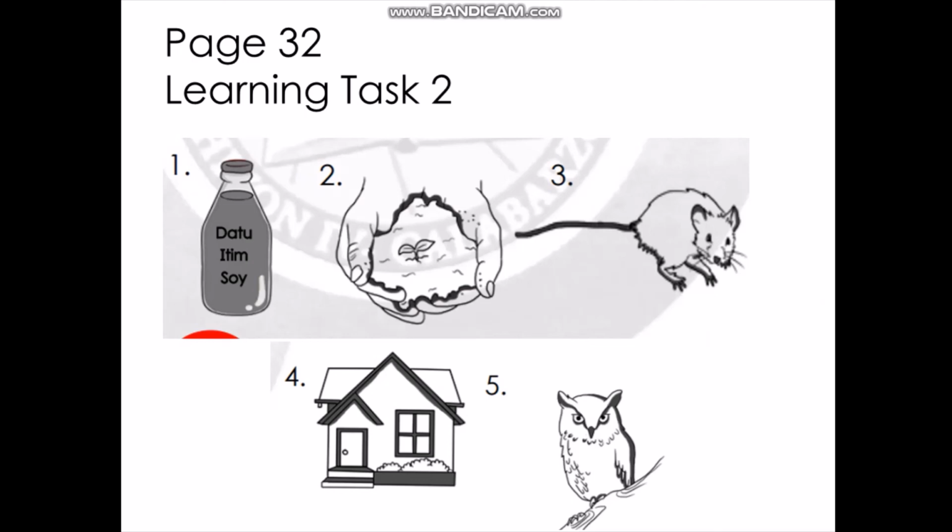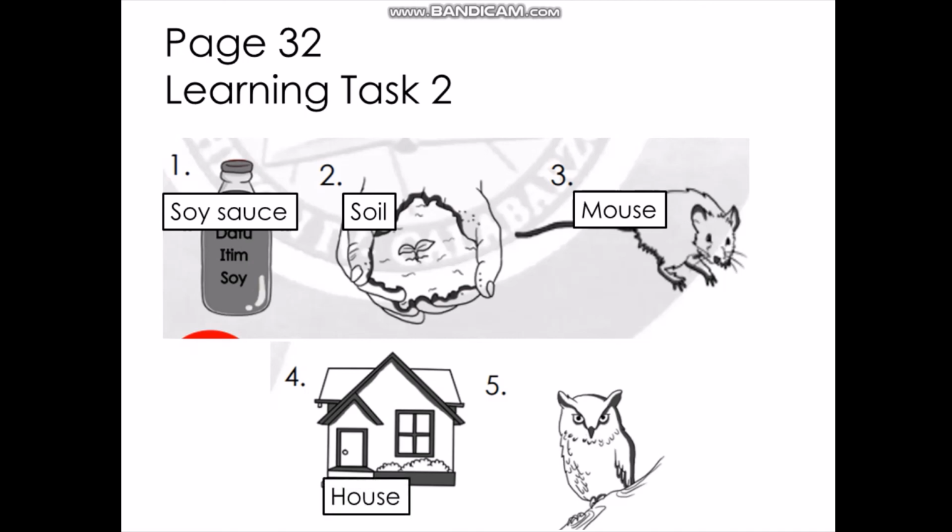For number 1, we have soy sauce or soy. Number 2, we have soil. Number 3, mouse. Number 4, house. And number 5, owl. If you got all 5, good job.